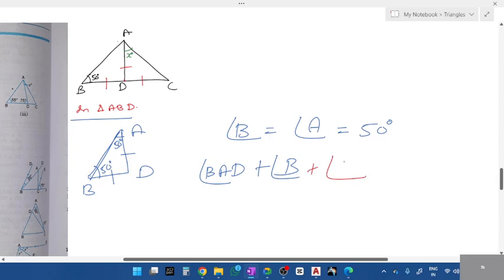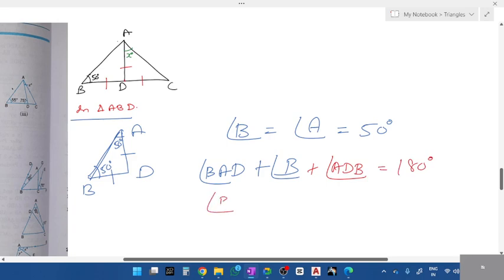For D, how will you all write? In the first triangle, you can write ADB or BDA. Let me take ADB. All this I've explained in the first class, so you all shouldn't forget all this. How to write angles, 180 degree.